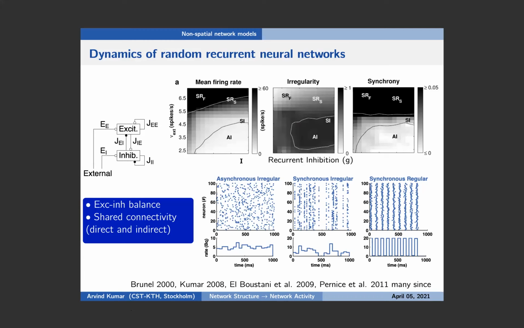On the x-axis, the ratio of inhibition to excitation, on the y-axis, the external excitation. So there are regions where there is AI activity, and there are regions where there's more or less pathological synchronous regular state, and in between you have interesting SI states where neurons tend to synchronize but still spike in an irregular manner. So for this, a lot of analytical and simulation work indicates that the key is this balance, the factor G here.